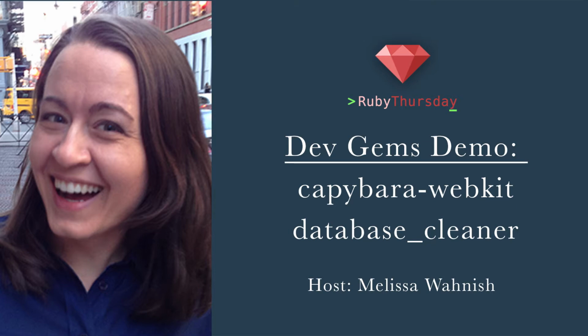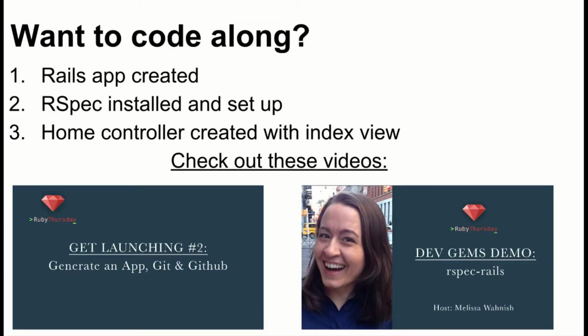In today's video, we'll be discussing the dev gems, Capybara WebKit, and Database Cleaner. So we'll get those set up and I'll show you how to use them in your app. If you want to code along, you'll need to have a Rails app created, RSpec installed and set up, and a home controller created with an index view.